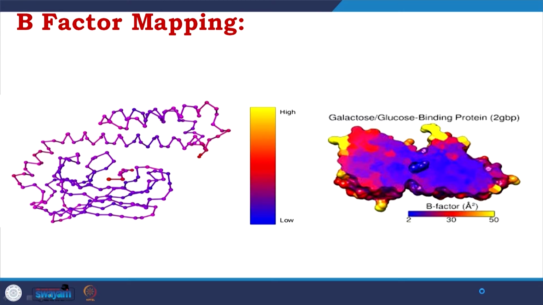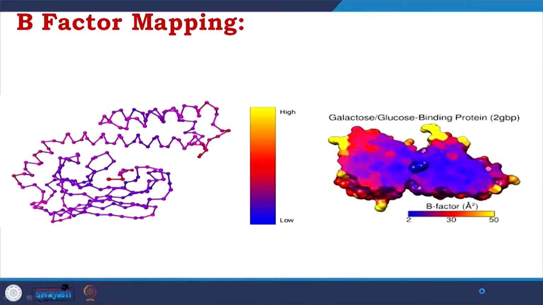You will see the B factor map, and the values from blue to yellowish orange show low to high B factor. If you see, in the core the B factor is low, whereas on the surface you generally see higher B factor, because on the surface the amino acid side chains are not getting interaction with the core. So they are free, they are freely moving. Because of free moving, they are creating high motion. If there are disordered portions, they are also moving. So, it shows higher B factor.